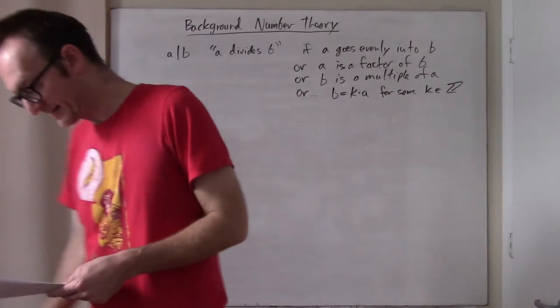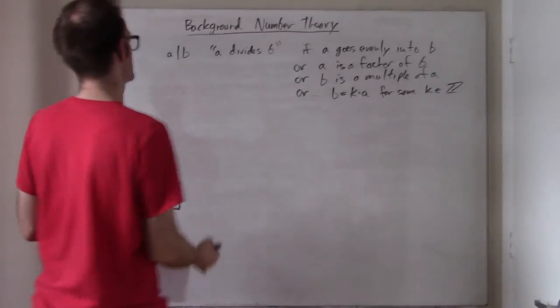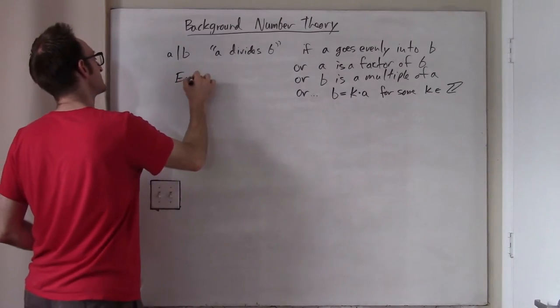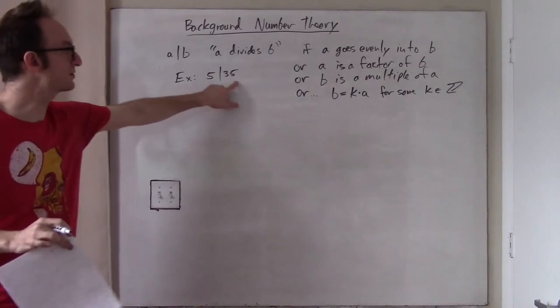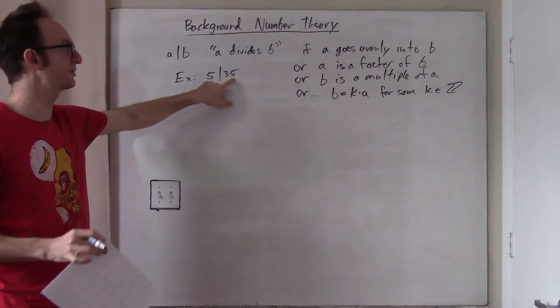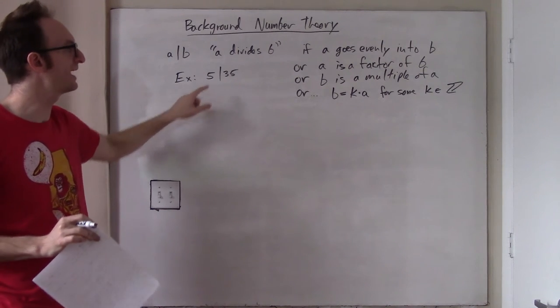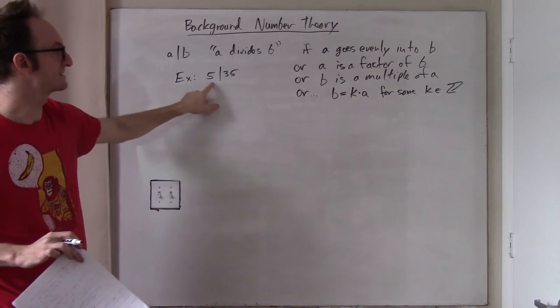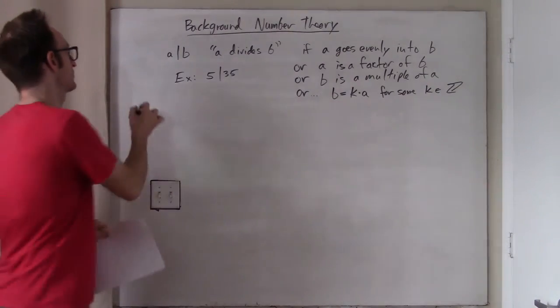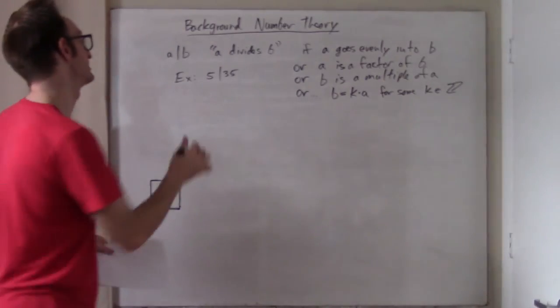Okay, good. So just to be totally clear, what's an example? Well, 5 divides 35. 5 goes into 35. 5 is a factor of 35. 35 is a multiple of 5. And 35 can be expressed as 5 times 7. So there we go.